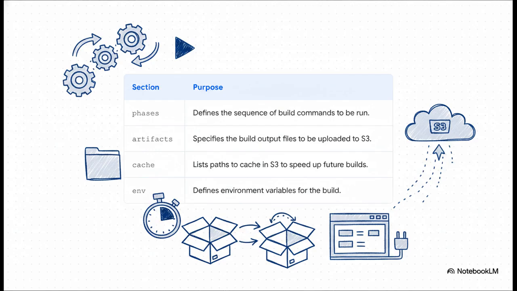The cache section is a really cool optimization trick. You can tell CodeBuild to save things like your downloaded dependencies so the next build doesn't have to fetch them all over again, making it way faster. And finally, env is where you can define any environment variables your build needs.